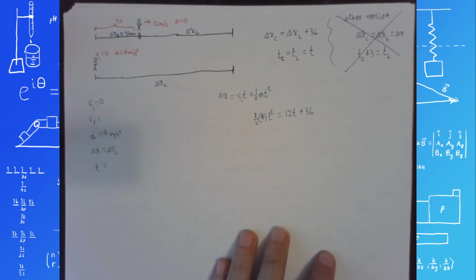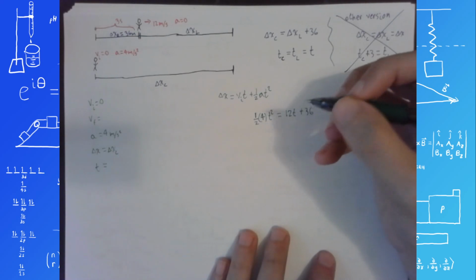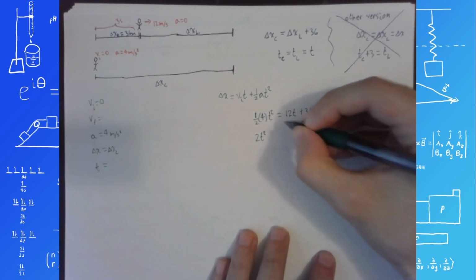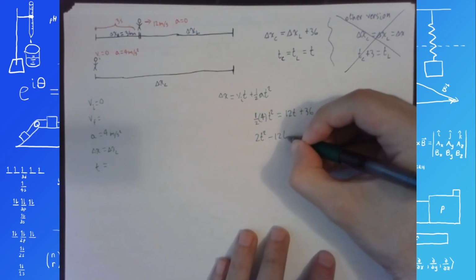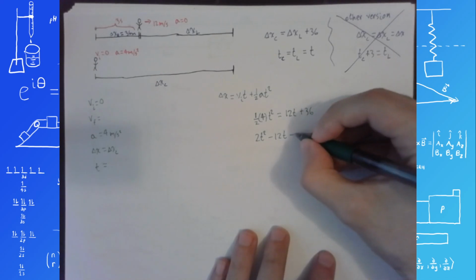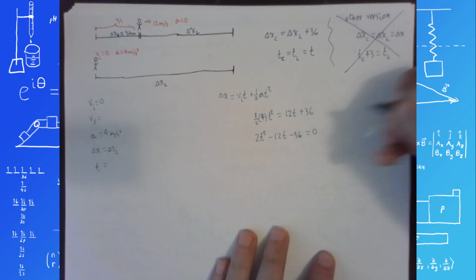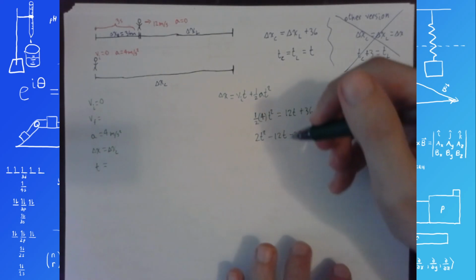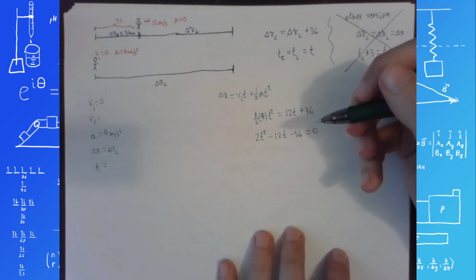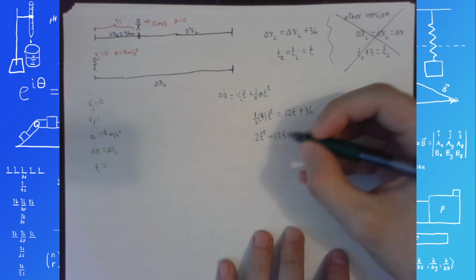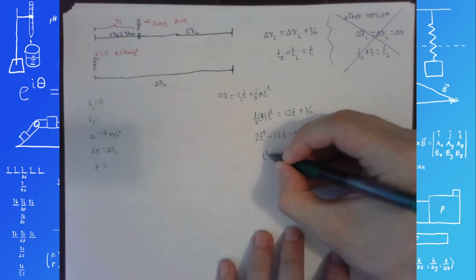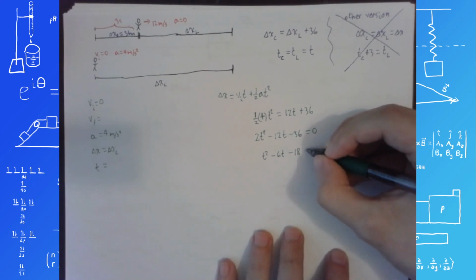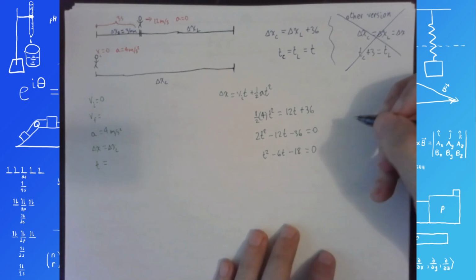And this we can solve. So this is going to be 2t squared, and then I'm going to subtract 12t, and I'm going to subtract 36, and that equals 0. This is one of those unavoidable quadratics that I was talking about. I can factor out a 2. If I divide everything by 2, I get t squared minus 6t minus 18 equals 0 divided by 2 is 0.